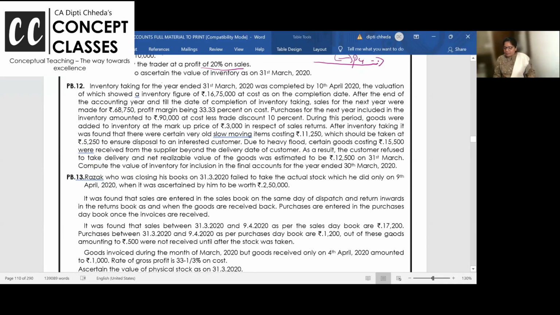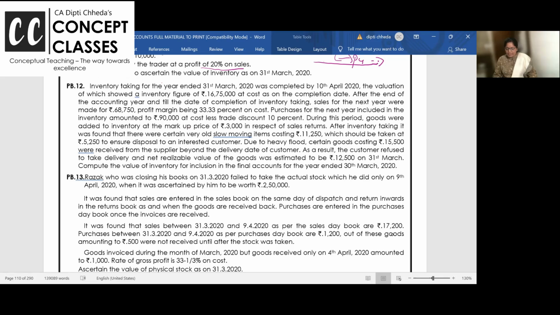Inventory taking for 31st March was completed on 10th of April, showing inventory 1675. Till the end of the completion of inventory, sales for the year were 68,750. Profit margin being 33.33% on cost. 1/3 on cost is 1/4 on selling price. I'll teach you now. Purchases for the next year included in the inventory amounted to 90,000 at cost less trade discount. So if you have done any purchases, minus them.